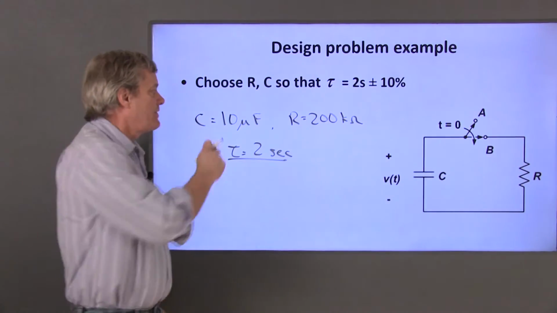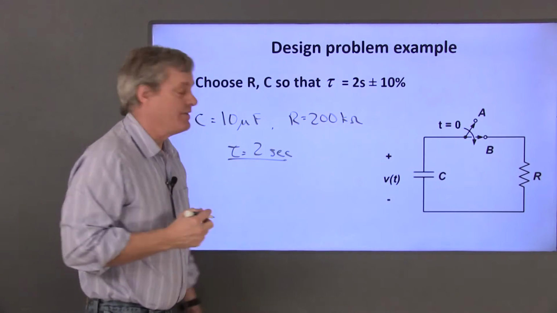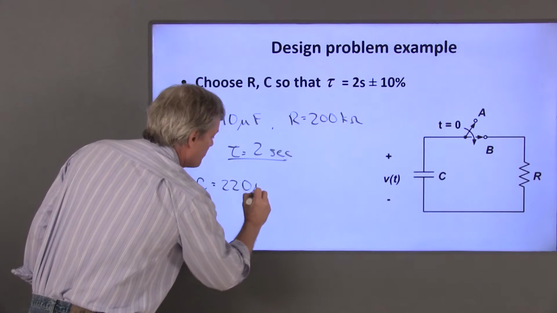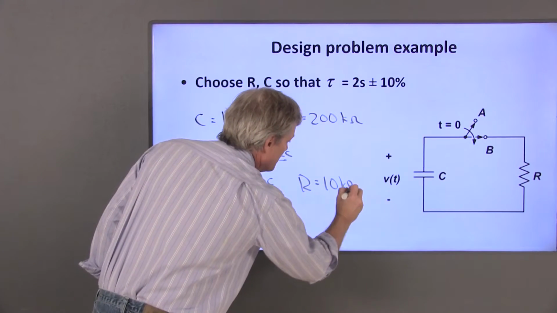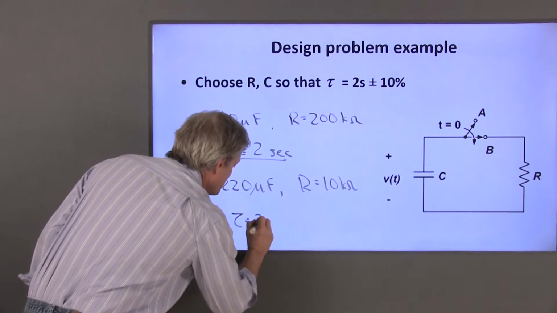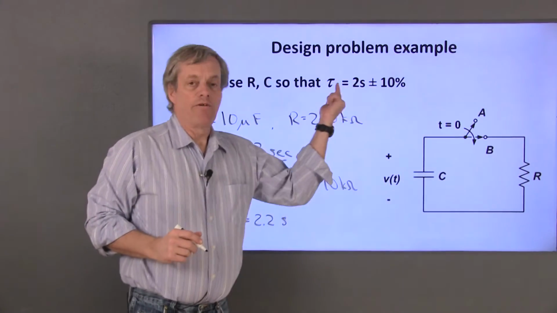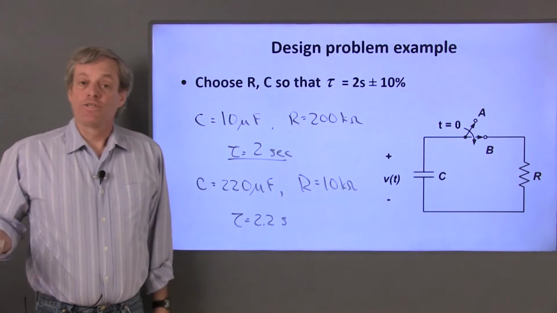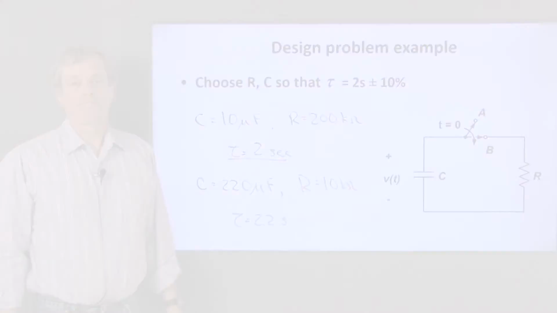Now, keep in mind that the individual values of R and C don't matter. It's the product between the two. So let's say I pick a C of 220 microfarads and a resistance of 10 kiloohms. Now, if I multiply these two together, I get a time constant of 2.2 seconds, which is just barely within my requirements. So let's go wire up these circuits, measure the time constants, and see what actually happens physically.